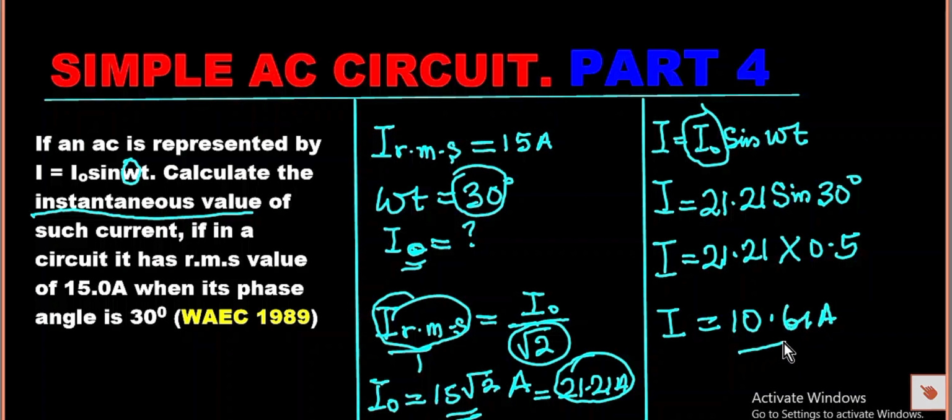So I have that my instantaneous current, using the calculator, is 10.61 ampere. So always know the difference between this kind of current called the instantaneous current, this kind of current called the root mean square value, and this current called the peak current. So there are 3 different kinds of current.